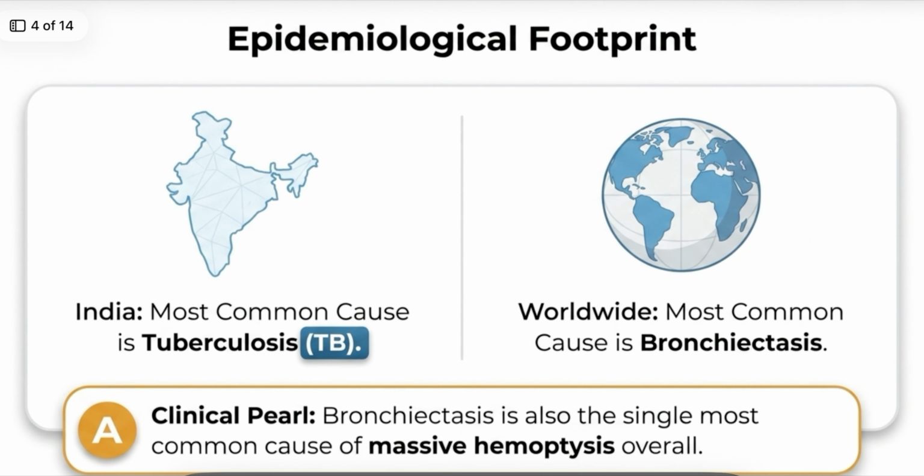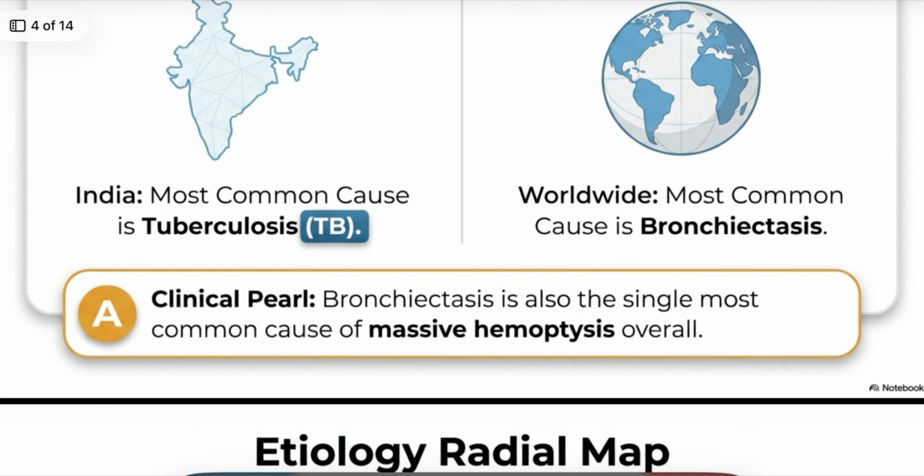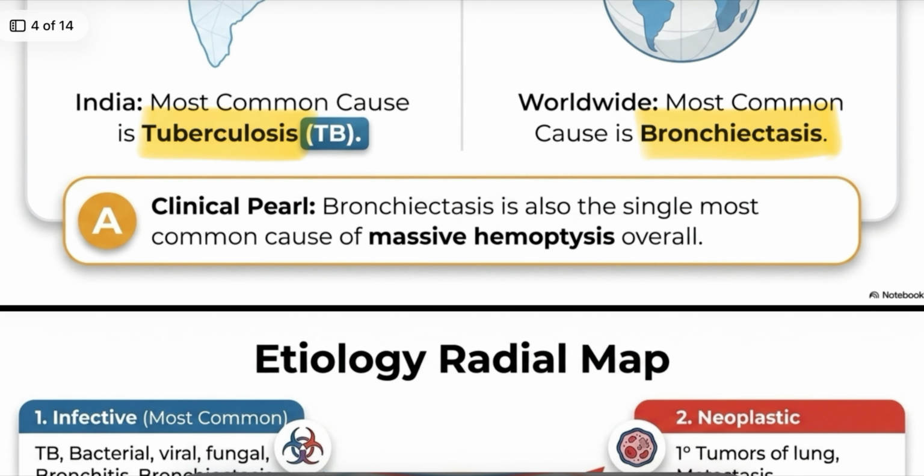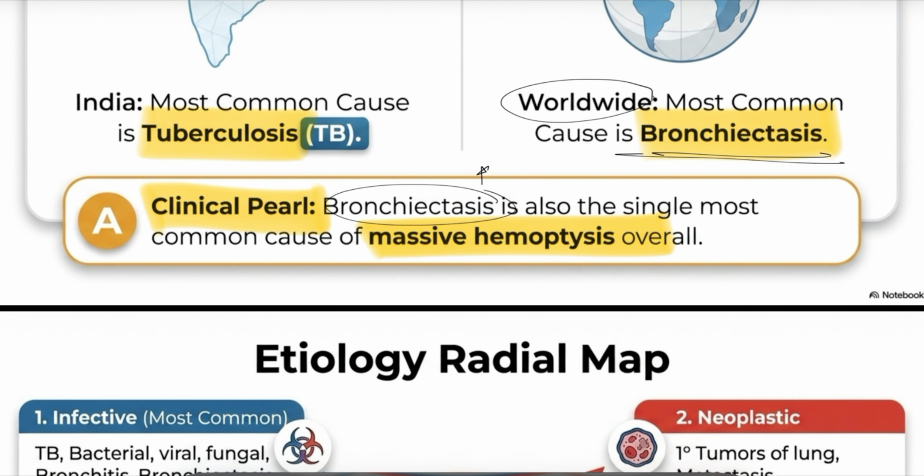Then when we see the epidemiological footprint, in India it is most commonly due to tuberculosis, but all over the world hemoptysis is seen due to bronchiectasis. Clinical pearl: bronchiectasis is the single most common cause of massive hemoptysis overall. India is not a small country, but compared to the world it is small. So worldwide it is bronchiectasis, so we take that as the common thing. Overall the most common will be bronchiectasis, but when the question specifies India, it has to be tuberculosis.